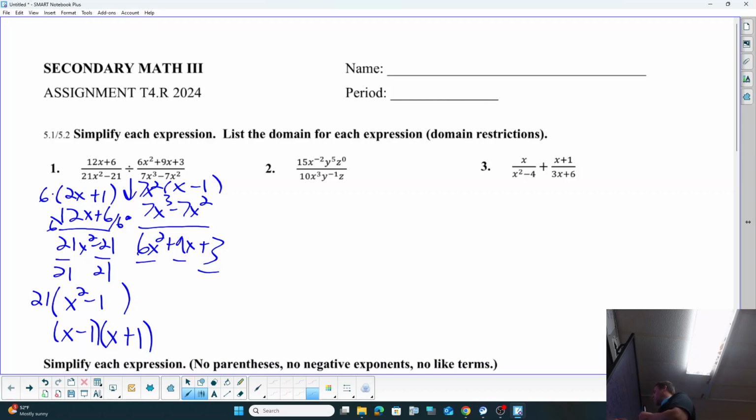List the domain restrictions. So pull out a 3 now. When you pull out a 3, we're left with x squared plus 3x plus 1, which I don't think factors more. Interesting. So we have lots of things that x can't equal, in particular 1 and negative 1. We also have 0 from the 7x squared. And whatever this would become, I don't know. 6x squared plus 9x plus 3. What is going on with that one?